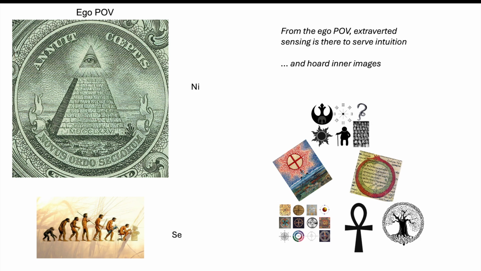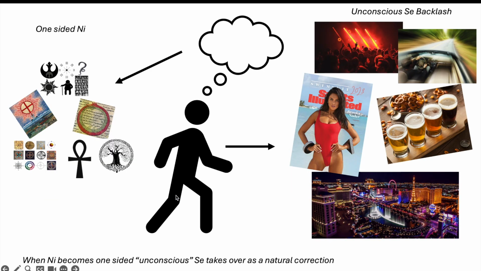I'll go into that in a second. But basically, what I wrote there was from the ego's perspective. Your extroverted sensing is basically just there as a servant of intuition, and intuition is hoarding the inner images because it doesn't want to deal with anything else. So you have this caveman view of extroverted sensing. I think this is already almost 10 minutes. Okay, so long story short, with this little figure, what I'm trying to show is that to the degree that you get one-sided with introverted intuition, and it's really hard to notice that you're doing this, you're going to start having unconscious extroverted sensing backlashes.